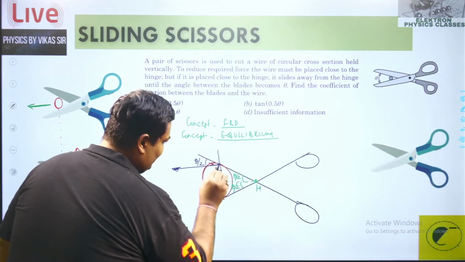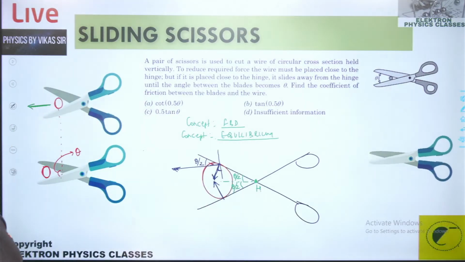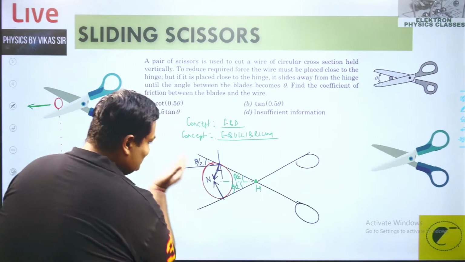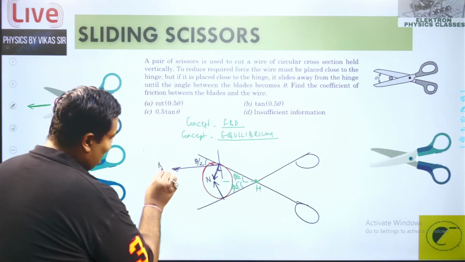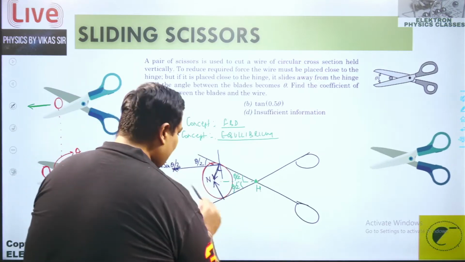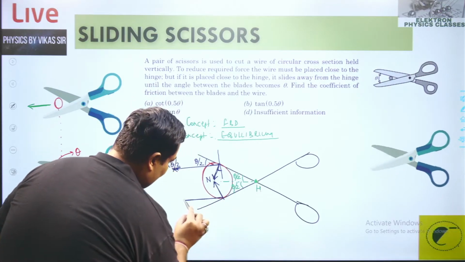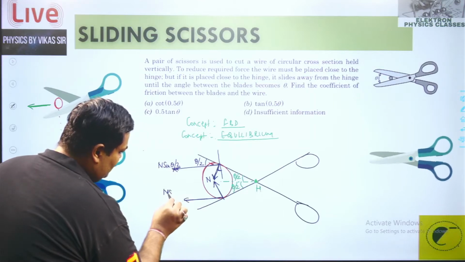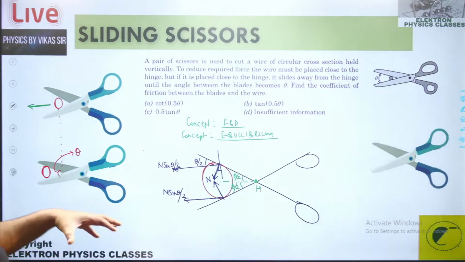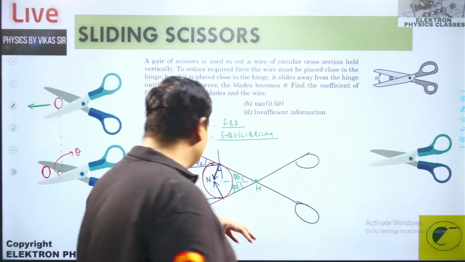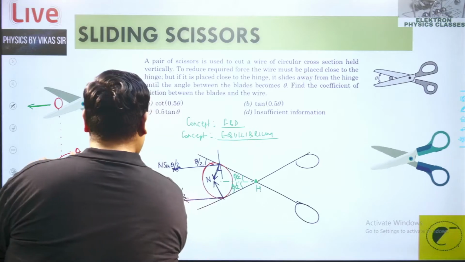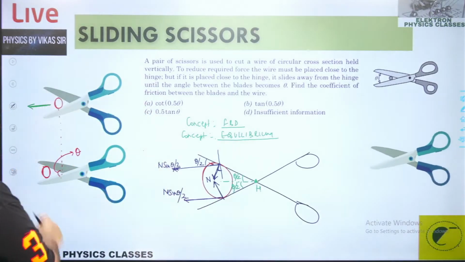So this angle will be theta by 2. So the component of this N must act in this direction. Which one? That is N sine of theta by 2. Similarly, a component of this N also acts in this direction by symmetry over here. And now you can feel it, that these two forces are going to push this wire outward.